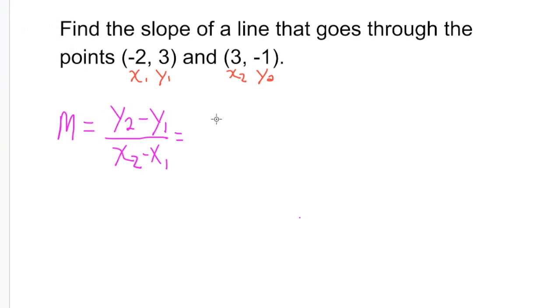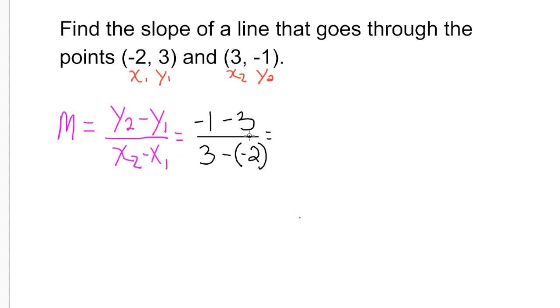Here we go. y2 is -1. The subtraction sign is part of the formula, and y1 is +3. Over x2 is +3, subtraction sign, and we have x1, and x1 is -2, so we're going to open up a parentheses and say -2. All right, let's go ahead and do some math.